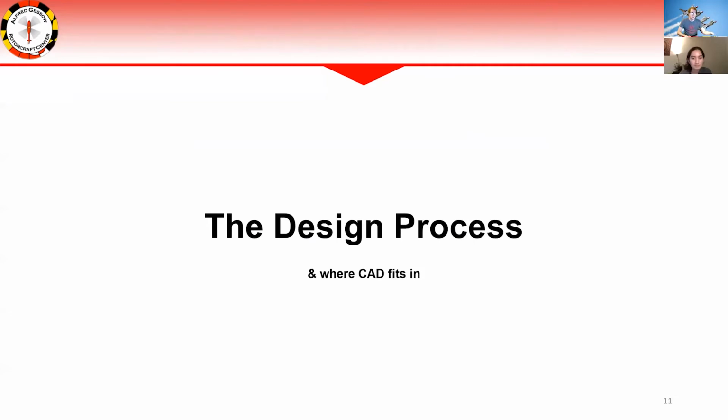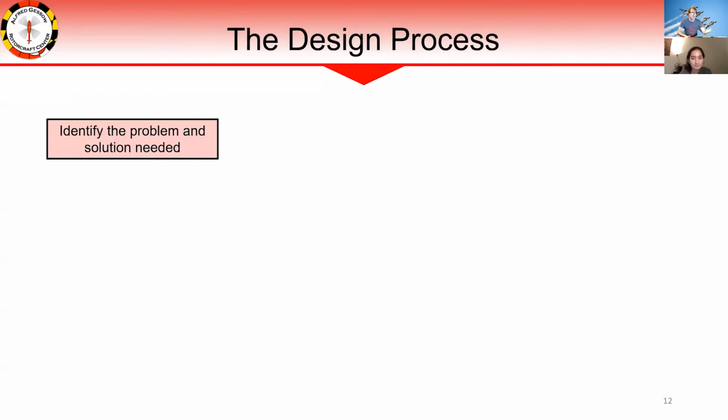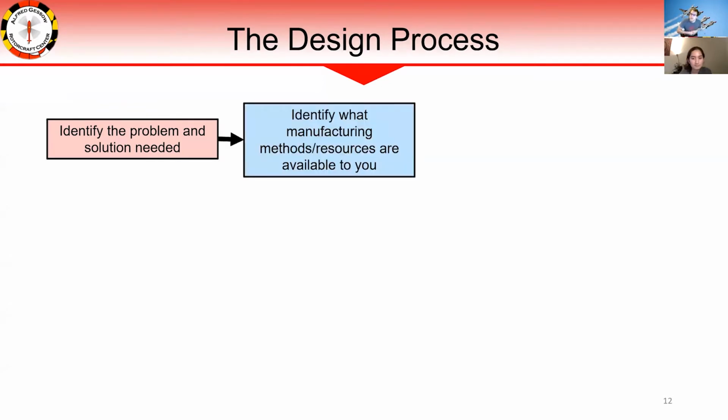Talking a little more about the design process and where CAD fits in, I just wanted to walk through the process of using CAD to develop something. First, obviously, you need a problem, and you're trying to develop a solution for it. The first thing you should immediately ask yourself and your team is, what manufacturing methods and resources are available to you? If you don't have a 3D printer, then you can't start designing 3D printed parts unless you're willing to invest the money and buy one.